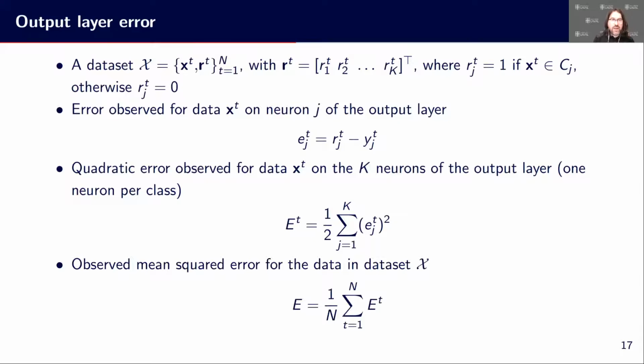And then we can evaluate the mean squared error. The difference is that we are making an average over all data from our data set. We have this data set here that has n samples. So we are summing over the n samples the quadratic error observed for each sample, and that gives us the mean squared error here.